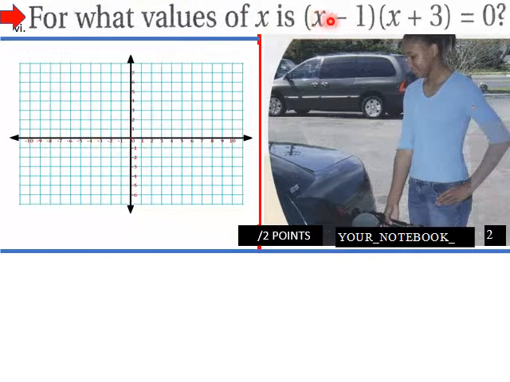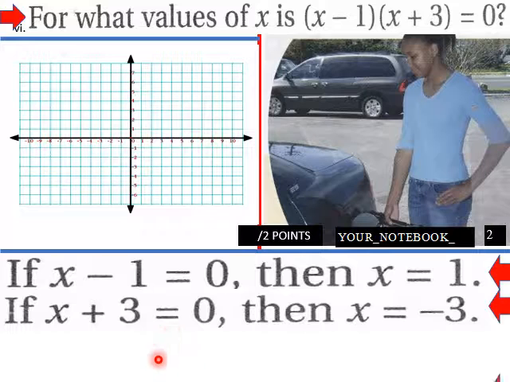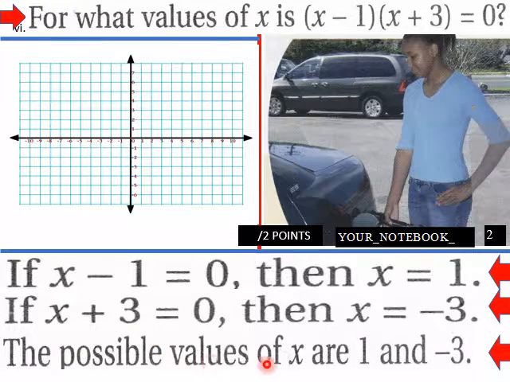For what values of x does (x minus 1)(x plus 3) equal 0? So we get to use our zero product rule here. x would equal 1. So your parabola for this would go something like this, and one leg of the parabola would cross here, then the other leg would cross over here at negative 3. Negative 3 when x equals 0. Possible values of x are 1 and negative 3. So here are your solutions, 1 and negative 3.